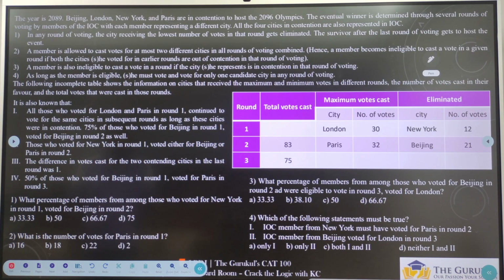A member is also ineligible to cast a vote in a round if the city he or she represented is in contention in that round. For example, if London is contesting, the representative of London cannot vote. If London got eliminated, then the representative can vote for the other city in the next round. As long as the member is eligible, he must vote and vote for only one candidate city in any round of voting.